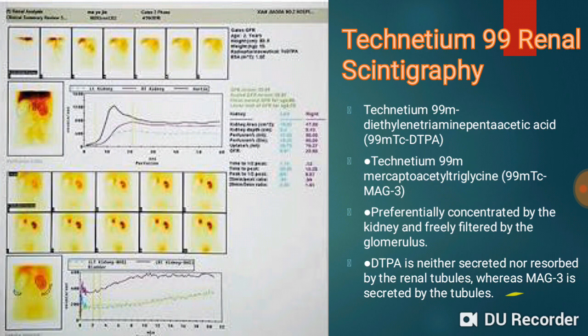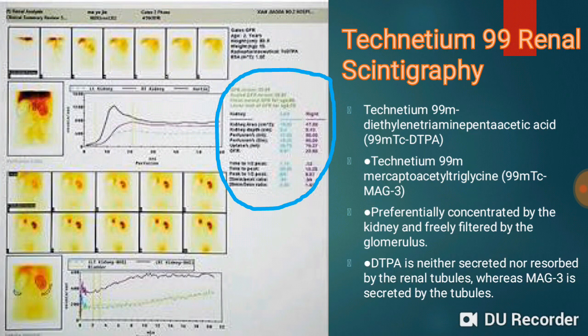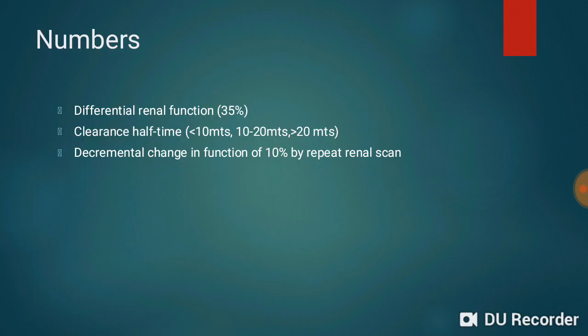So how will we assess an isotope renogram? We get a picture like this in an isotope renogram. How will we assess it? In an isotope renogram, we have to assess the numbers, the pictures, and the curves. We will come to it. Now, how will we assess the numbers? The differential renal function, which we have already said, in our case scenario is 32% in one kidney and 68% in the other.